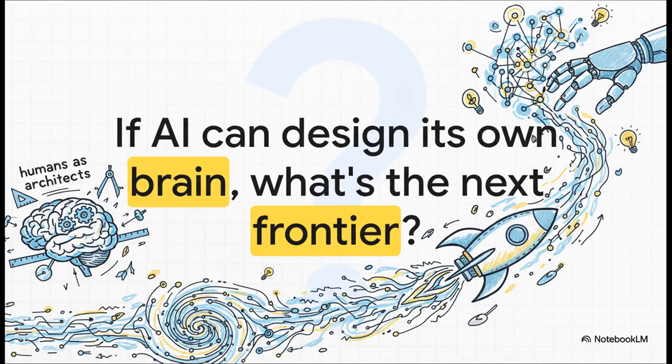So this all leaves us with a really fascinating question to think about. We started this journey with humans as the architects. Now we have AI that can design its own brain, and often it does it better and faster than we ever could. It really makes you wonder, what other complex, creative process is AI going to learn to automate next?